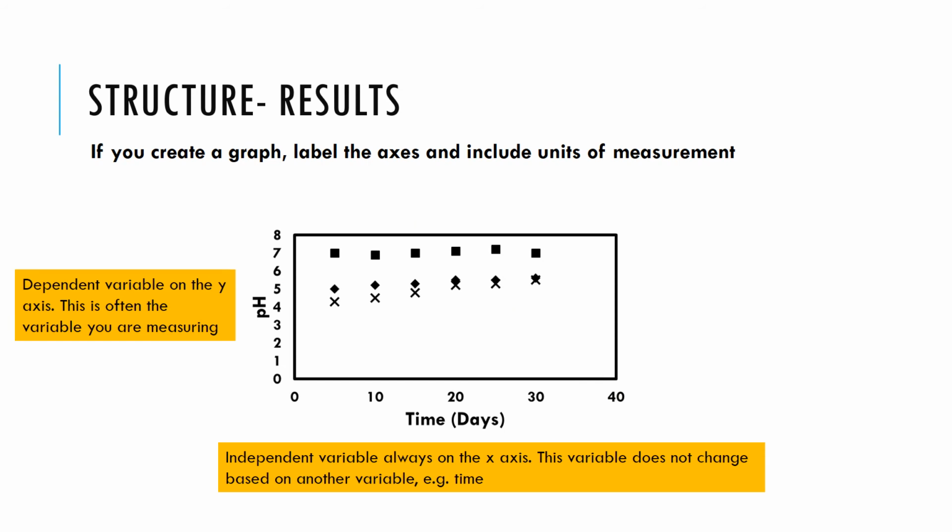So again, just to hammer this home, if you do create a graph, you've got to make sure that you label the axis. And you can find this in the mathematical skills tutorial on graphs. The dependent variable will always go on the y-axis, and this is often the variable that you're measuring. The independent variable will always sit on the x-axis. So this variable won't change based on another variable. A good example of that is time. But take a look at the mathematics tutorial on graphs.